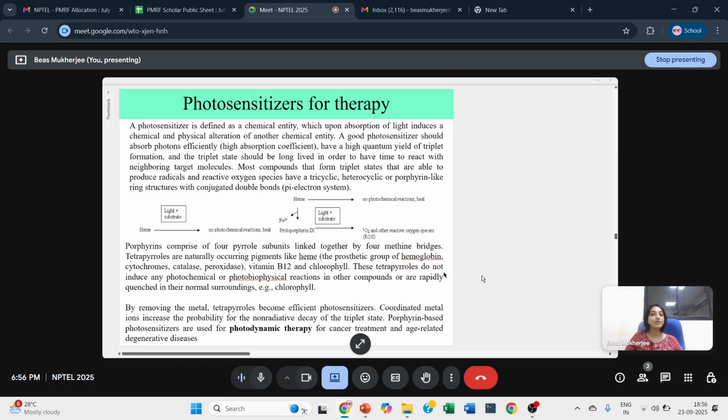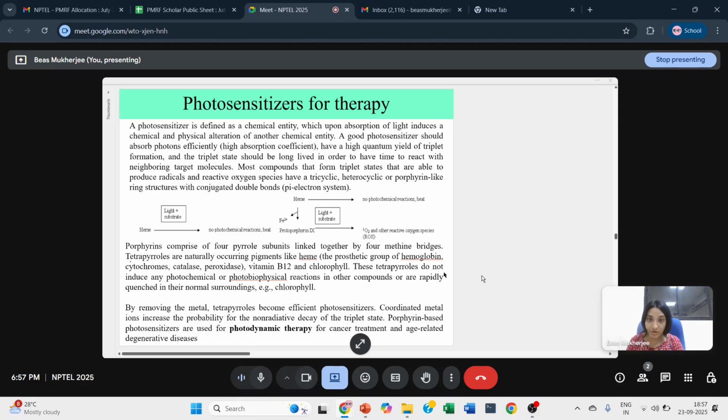Most compounds that form triplet states able to produce radicals and reactive oxygen species have a tricyclic, heterocyclic or porphyrin ring-like structure with conjugated double bonds, that is, a pi-electron system. We talked about heme in our previous class, which also has this porphyrin ring-like structure. When heme is subjected to light and a substrate, no photochemical reactions happen and heat is released.